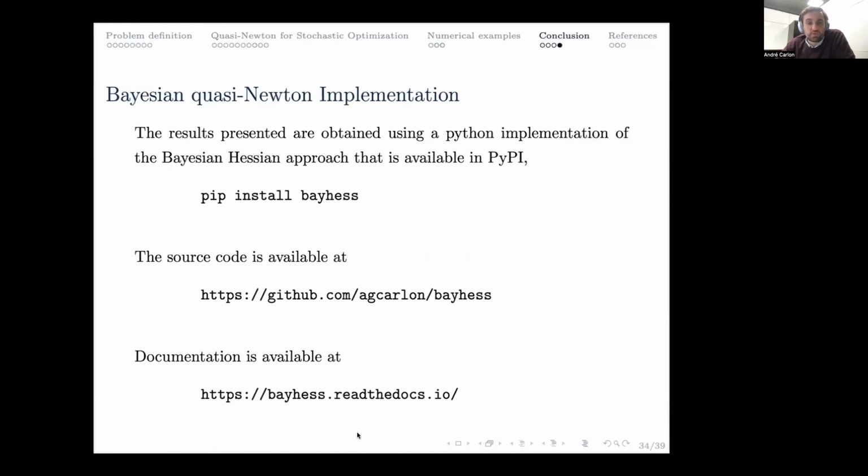If you are interested and want to test this on problems of your own, it's available. My implementation in Python is available on PyPI. You can install it with pip. And the code and the documentation are also available.